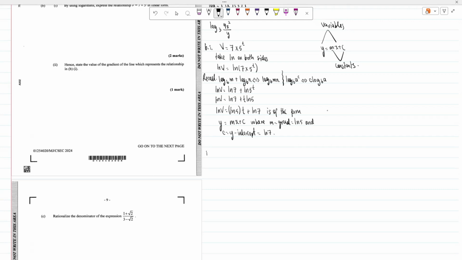Part 2. Hence, state the value of the gradient of the line which represents the relationship in B. So we say gradient. We already did it. Gradient is equal to ln 5. All cool with that?